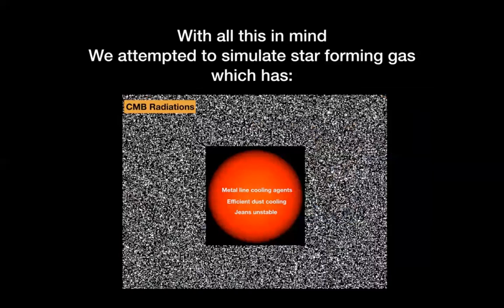For this, we set up a simulation in which we have a sphere of gas which is equipped with metal line cooling agents. It also has efficient dust cooling available for it, and also the Jeans unstable condition is prevailing, which means that the gas sphere is about to collapse. And in the background, we assume that the CMB is actually regulating the temperature of this star-forming gas.